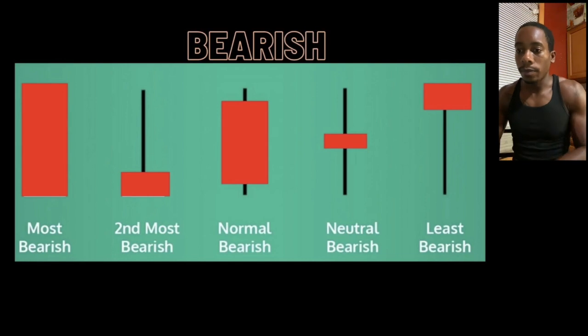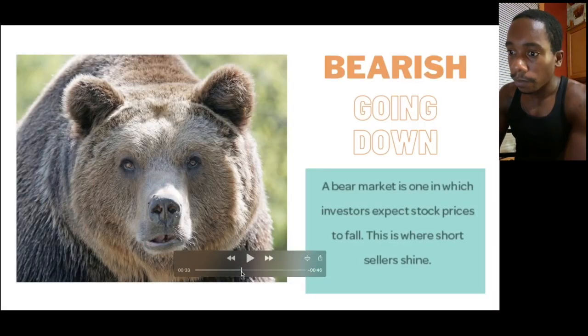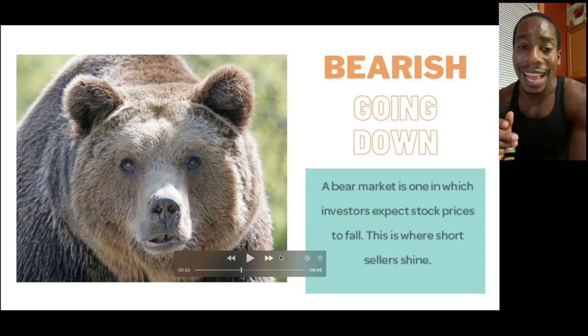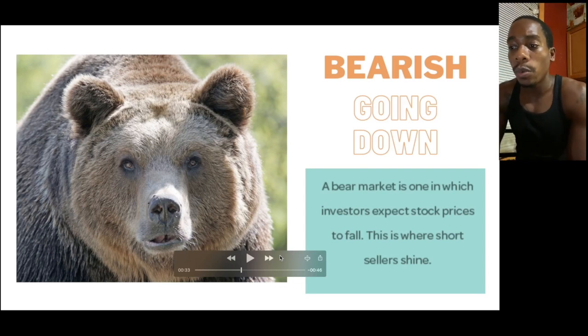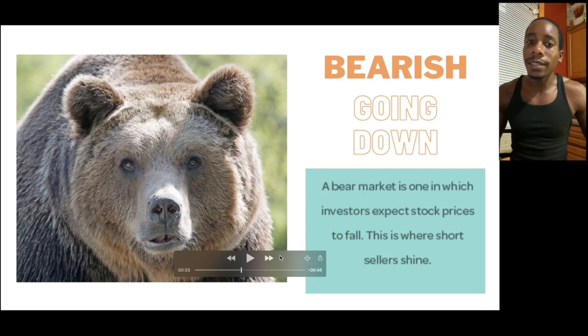Bearish. Sorry, let me just see if I can go back a bit here for you. Right. So bearish. The bearish action means that it's going down, right? A bear market is one in which investors expect stock prices to fall. This is where short sellers shine. Trust me, you can make a lot of money knowing that the price is going down. Yes, I said that.